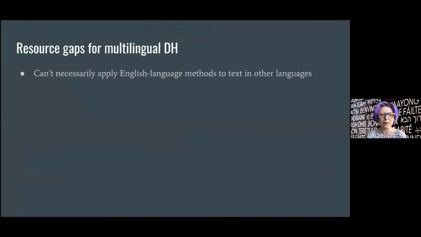here we go. So one of the challenges for people working on digital humanities, particularly doing computational text analysis work in languages other than English, is the technical resource gaps, and related to it, the pedagogical resource gaps. Just because there are workshops at your institution about how to do text analysis, how to do natural language processing things, even how to use something like Voyant, all of those examples are almost exclusively drawn from English. And if you're working on a different language, you can't necessarily apply English language methods just directly to text in other languages and have it work.